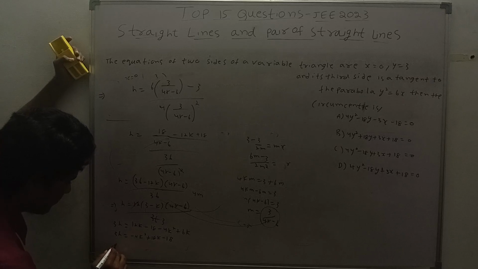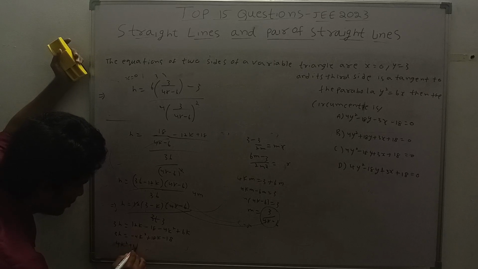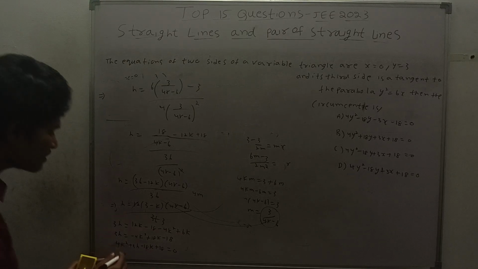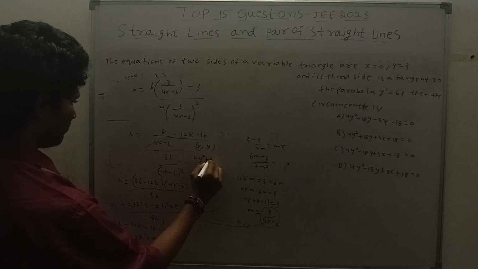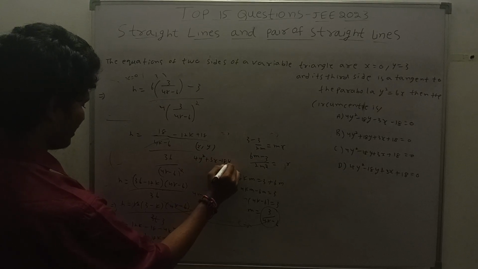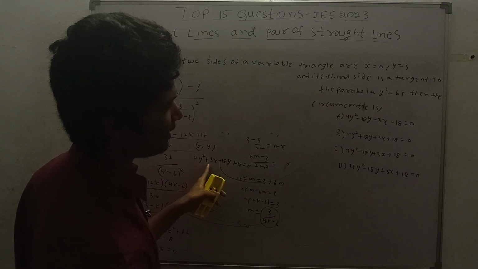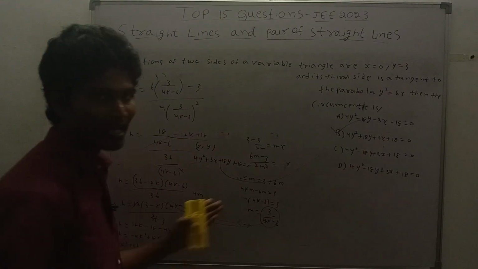So basically 4k square plus 3h minus 18k plus 18 equal to 0. So basically this is (h, k). But what we have to do? We have to substitute x, y in the place of h, k. We will get 4y square plus 3x minus 18y plus 18 equal to 0. We have to search for this equation: 4y square plus 3x, all it is plus. So the answer is B.